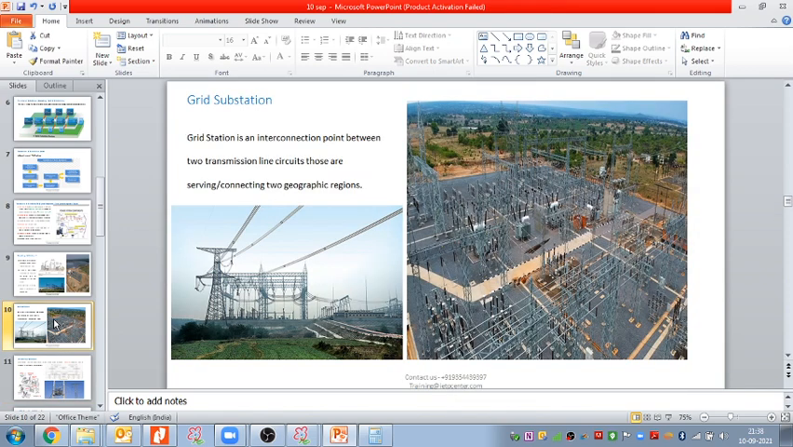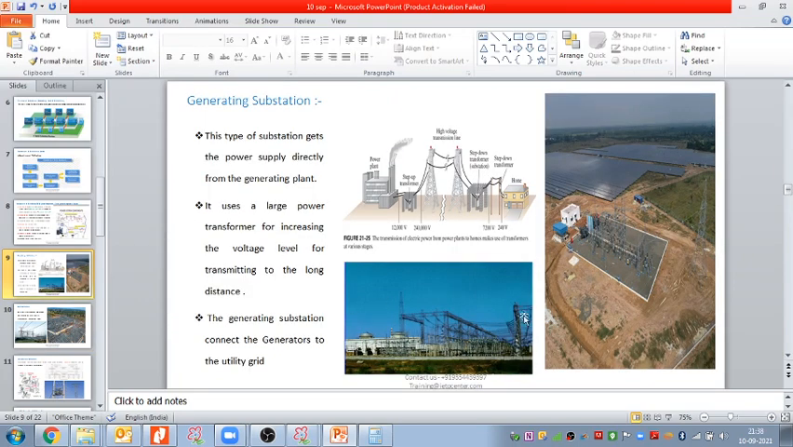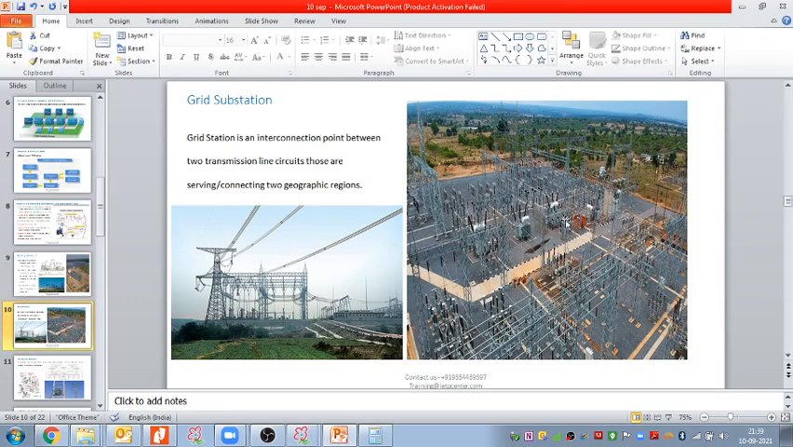Who will make this type of substation? The company that makes the generating plant, thermal or hydro or solar, will make this generating substation at their own expenditure. And this grid substation is made by the country's grid company. In India we have PGCIL, Power Grid Company. So in India, PGCIL majorly makes this type of grid substation. Every country has its own grid, and the grid company makes the grid substation. Their voltage level is higher, like 220, 400, 765 kV.